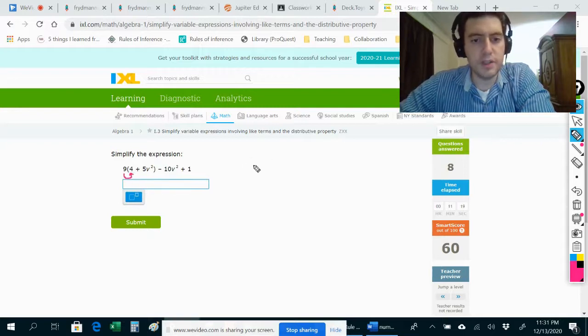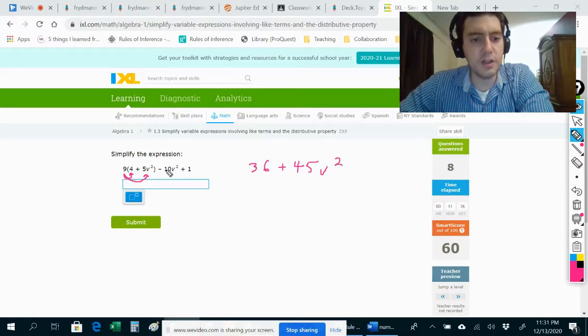9 times 4 is 36. 9 times, so this is a positive, right? That's plus. So it's pretty easy. So 9 times 5 is 45. So we'll write plus 45, and then we'll just tack on the v to the second power.